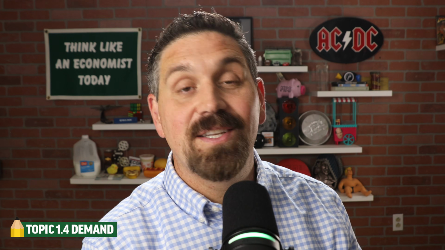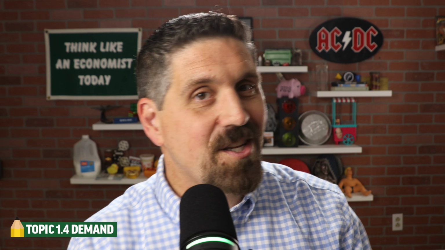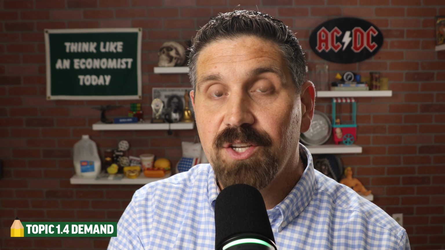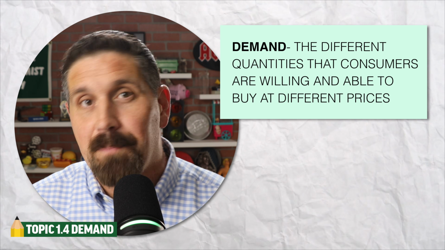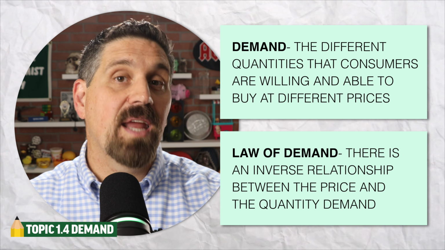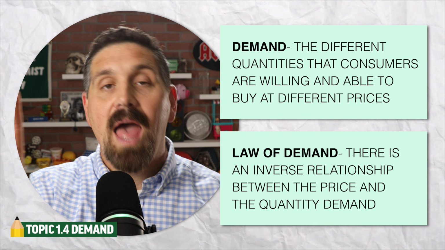Okay, now we're moving on to demand and supply. You learned this in your class. It all starts off with some basic definitions. Demand is the different quantities that consumers are willing and able to buy at different prices. And there's the law of demand. It shows an inverse relationship between price and the quantity demanded.